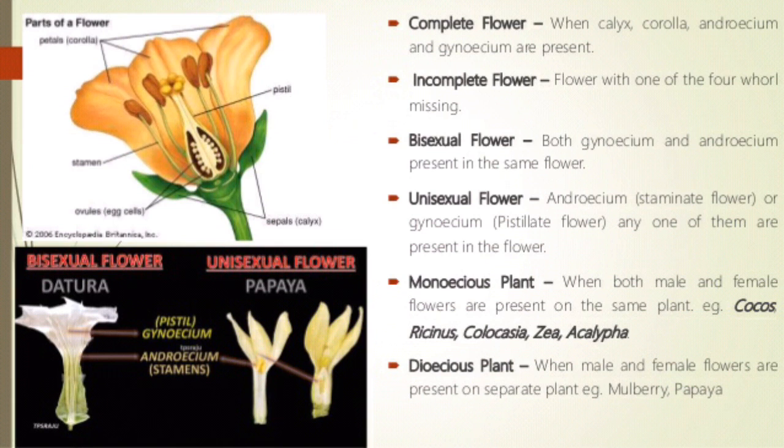Monoecious plant: when both male and female flowers are present on the same plant, like Cocos, Ricinus, Colocasia, Acalypha. Dioecious plant: when male and female flowers are present on separate plants, example mulberry, papaya.